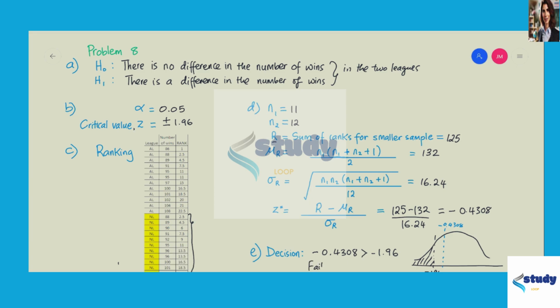And in this case, since we failed to reject the null hypothesis, we can conclude that there is not enough evidence to reject the claim that there is no difference in the number of wins in the two leagues.